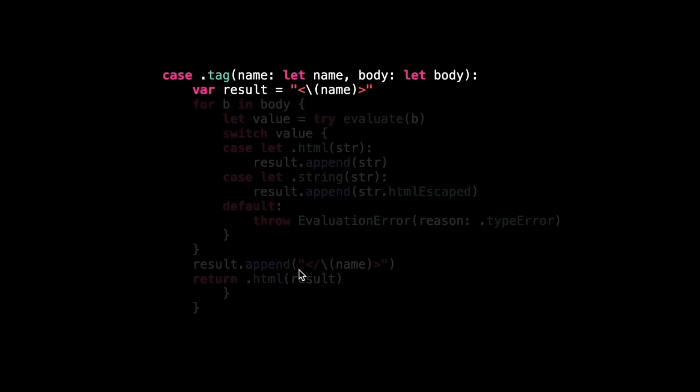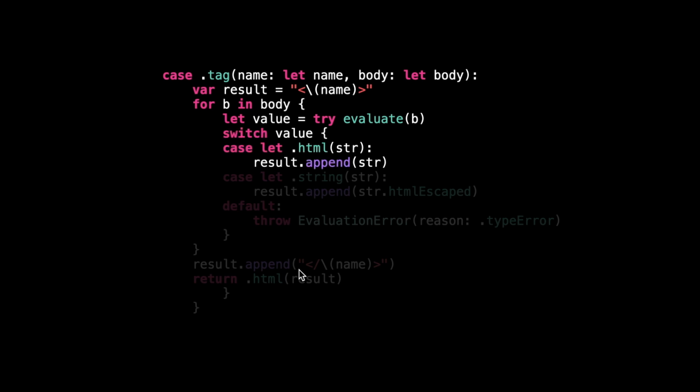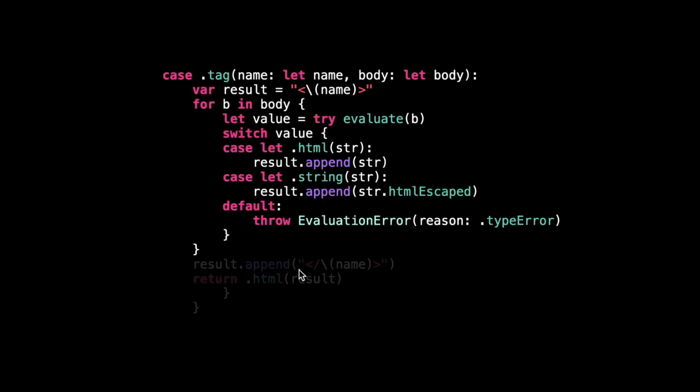Evaluating a tag is a little bit similar. So we start by creating a string with the opening tag. Then we loop over the body and we evaluate each body element. And if we see HTML, we can simply append it because we're already sort of inside HTML. If we see a string, then we escape it. So this makes sure that the escaping goes right and that the user of our language cannot make mistakes. If we see anything else, for example, an integer or maybe later on arrays or dictionaries, we throw an error. And finally, we append a closing tag and we return the value as HTML.